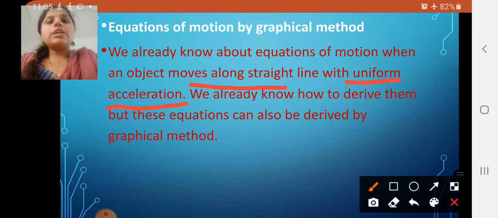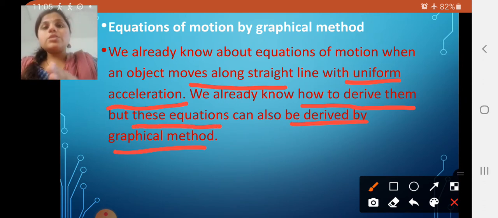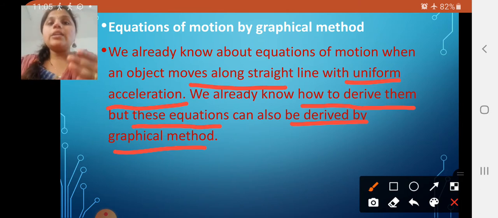Now in today's class, we already know how to derive them, but this equation can also be derived by graphical methods. So by using graphs, how can we derive this equation? This is the main concept. In the last class we did v is equal to u plus at, but by using the graphs, how can we solve this equation, let's see.